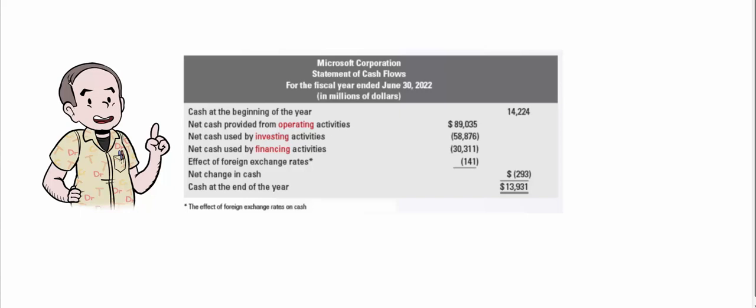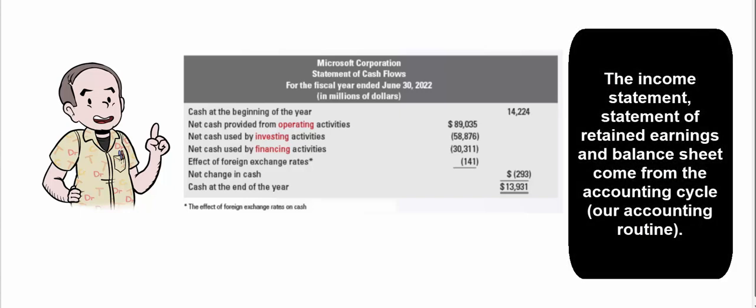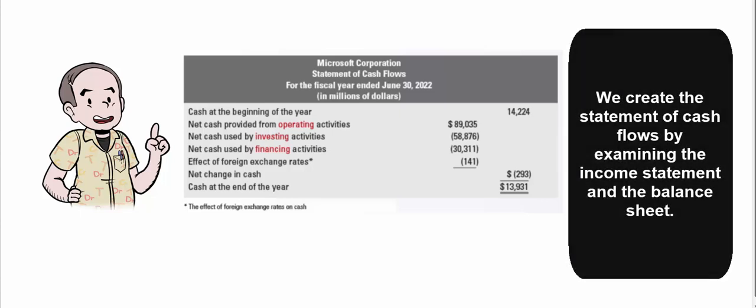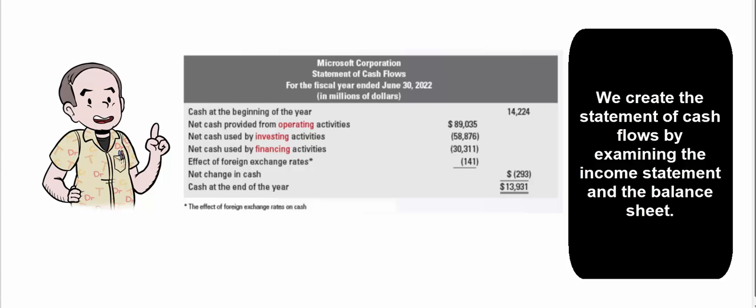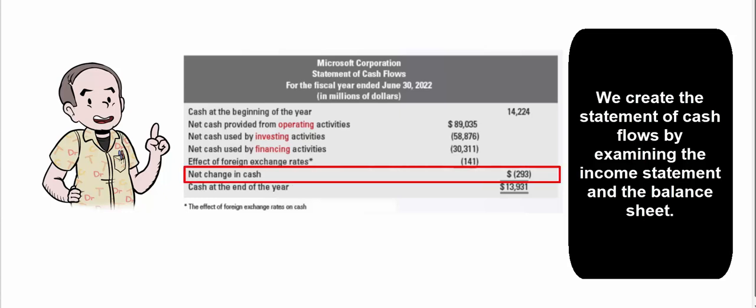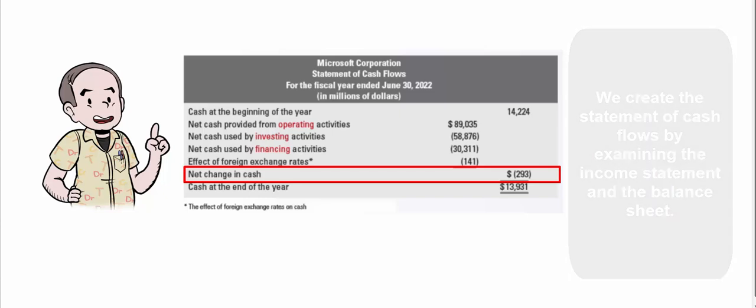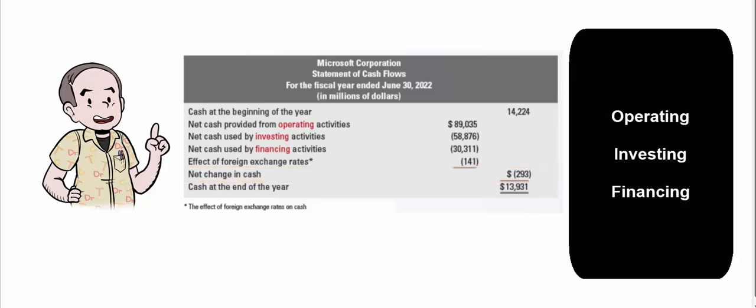The first three statements we prepare in answer to the question, how did you do, are products of the accounting cycle. The fourth one is the statement of cash flows, and we create that by looking at our income statement and our balance sheet. For example, if Microsoft made $72 billion in net income during the year, why doesn't their cash simply go up by $72 billion? In point of fact, their cash goes down by $293 million, and the statement of cash flows explains how. We break it down by operating, investing, and financing activities.